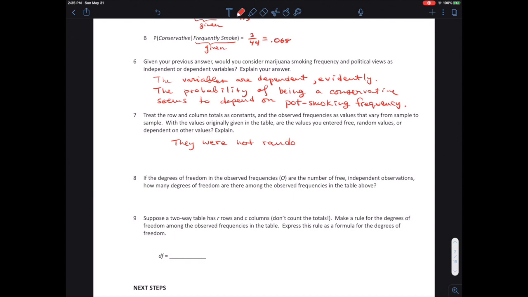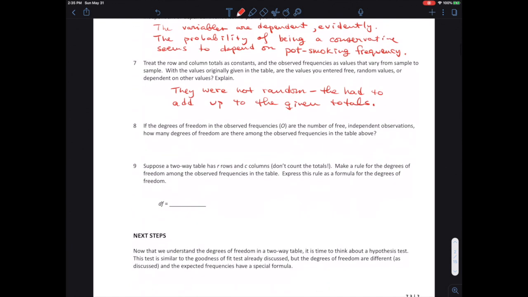And maybe they had to add up to the totals. I'll say the given totals. We had no choice in those values, so that's why they weren't random.